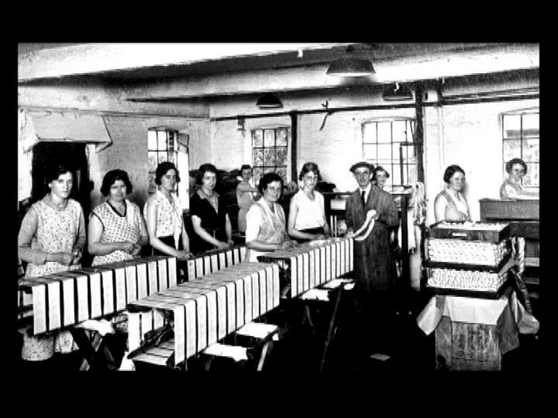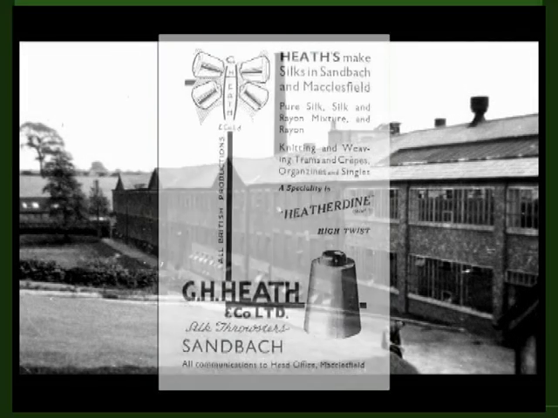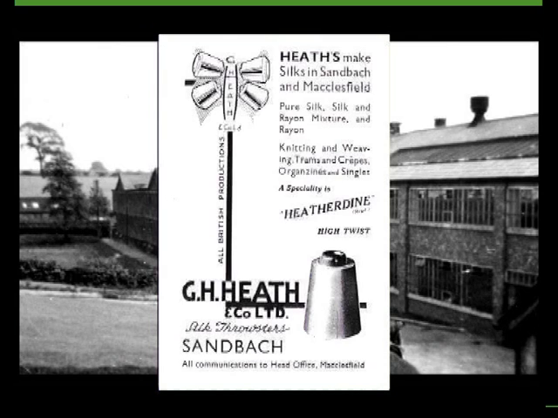They include Mary Foster, Hilda Dale, Hilda Plant, Rennie Whitehurst, Nancy Buckley, and Minnie Bourne. The foreman is Henry Wilson. This is a view of the mill taken in the mid-1930s. The advertisement is from the local press at that time.